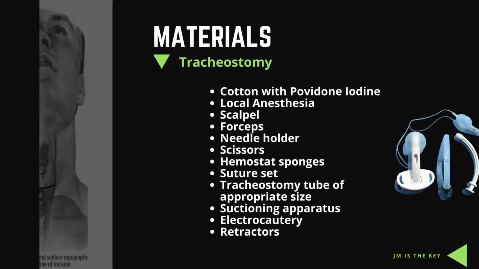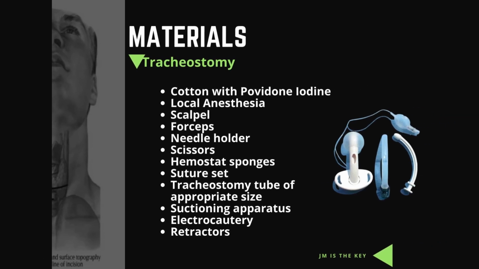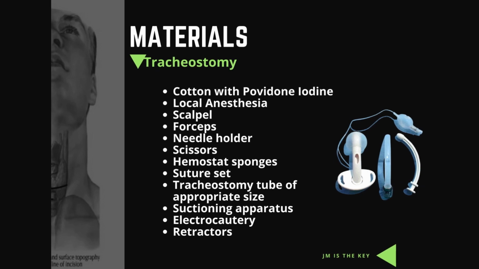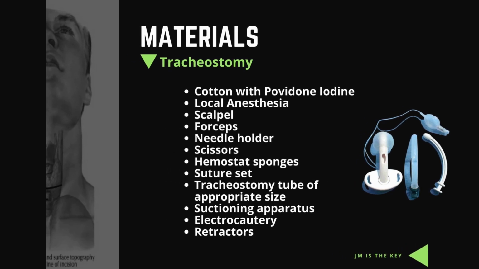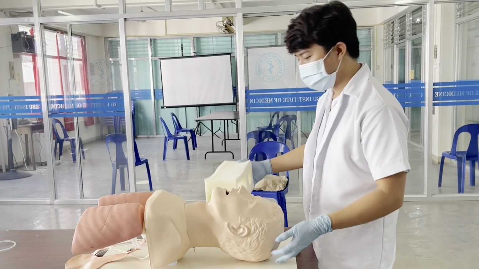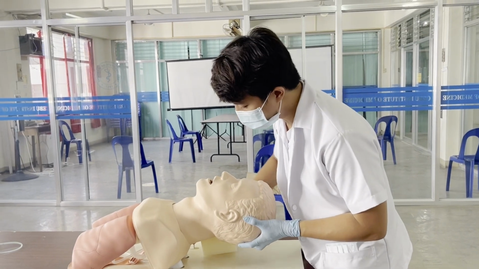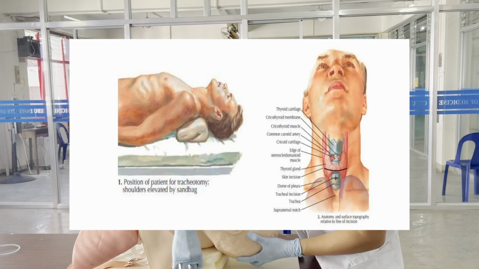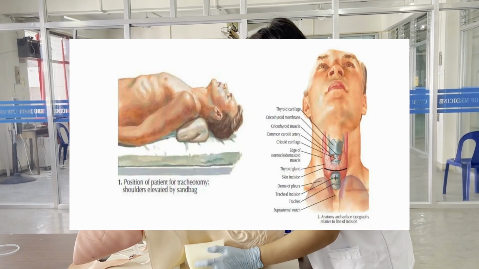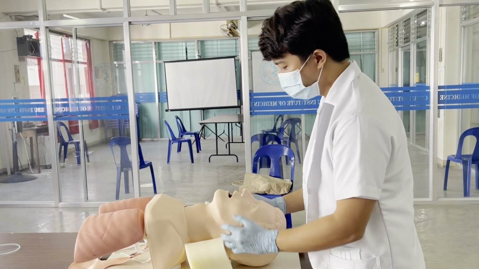Materials needed include cotton with povidone iodine, local anesthesia, scalpel, forceps, needle holder, scissors, hemostat sponges, suture set, tracheostomy tube of appropriate size, suction apparatus, electrocautery, and retractors. Place the patient in a supine position with the neck extended by a pillow or bag placed under the shoulders. This is to deliver the trachea out of the thorax and to give adequate access to the cervical trachea.